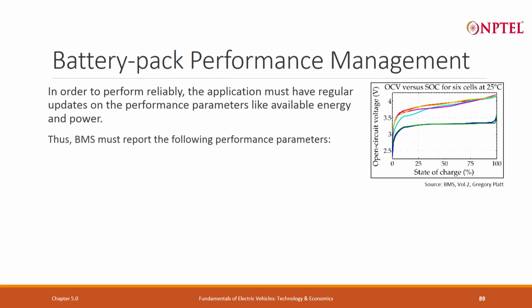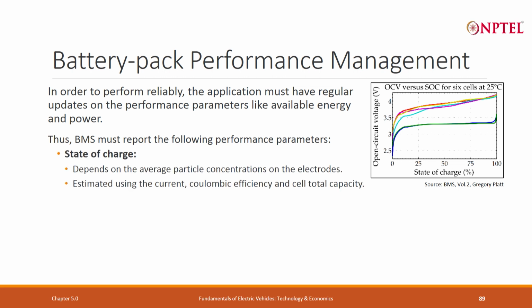So for that, what has to be done? The BMS must report the following performance parameters. What are they? State of charge. It depends upon the average particle concentration on the electrodes, which you cannot measure, but what you can do is measure the current. You can measure the charge coming in and going out. You can do the coulomb count: how much coulomb is coming inside, how much coulomb is going outside.